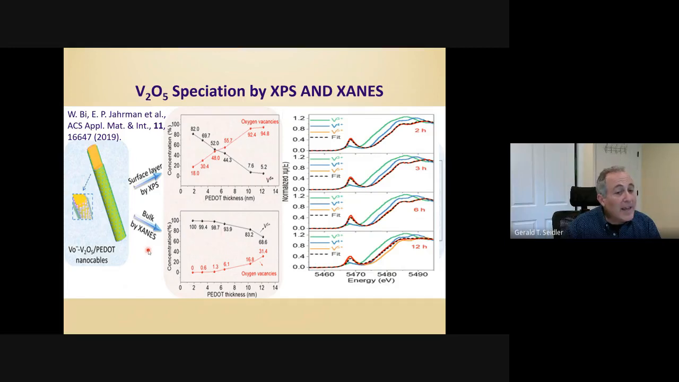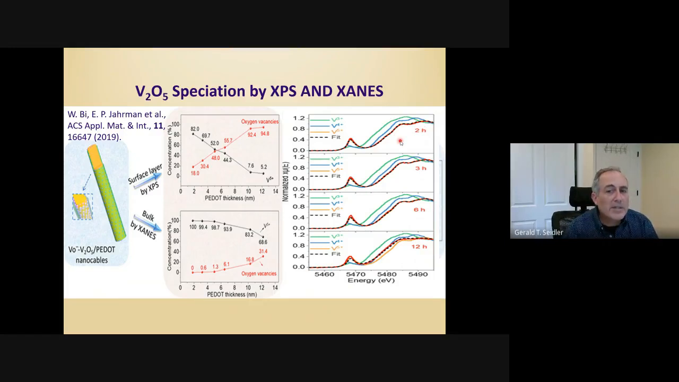And then we do the XANES, which is going to be a bulk measurement, because the X-rays will penetrate about 10 microns into a vanadium oxide. And there we see that the oxygen vacancies don't really turn on in the bulk until you have a lot of reaction going on between the polymer and the vanadium oxide. And this is what the data looks like.